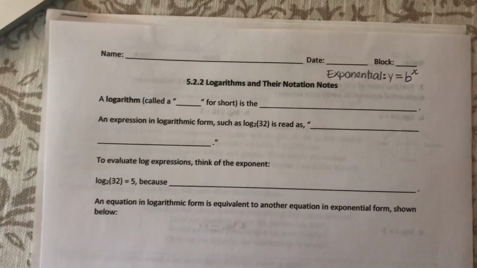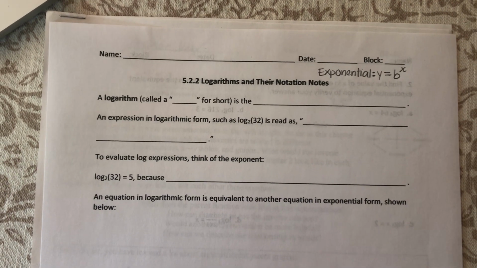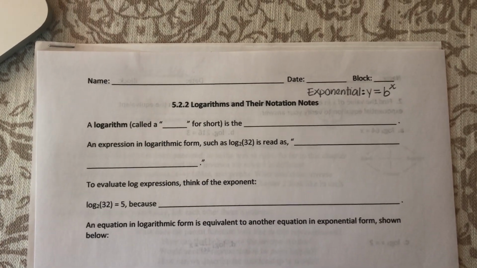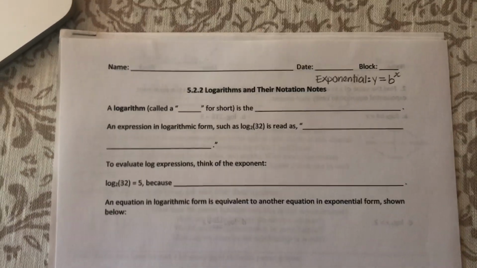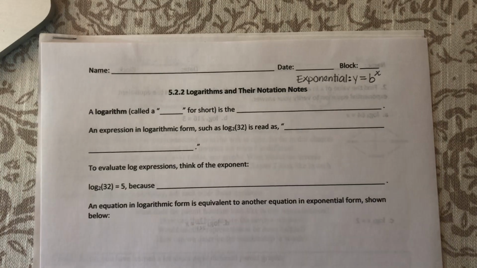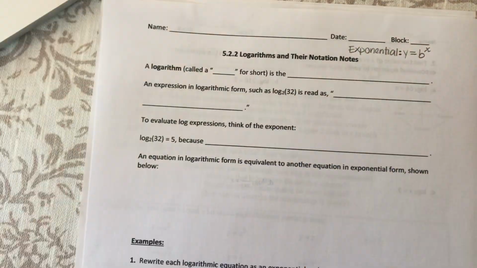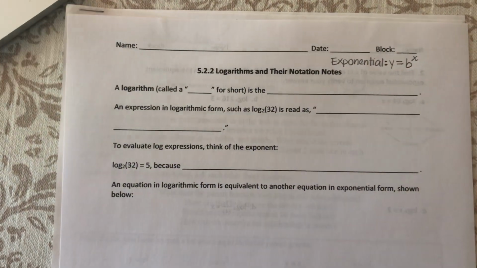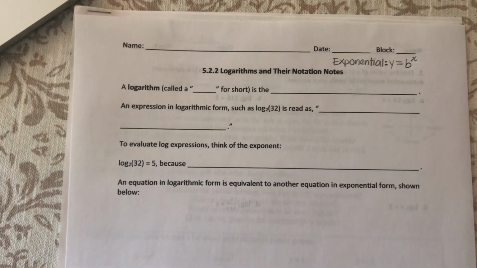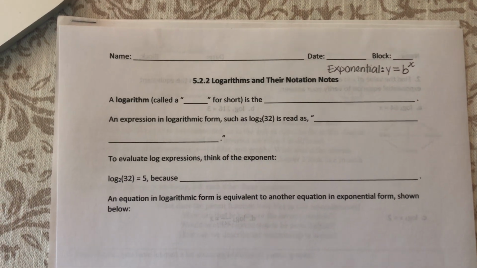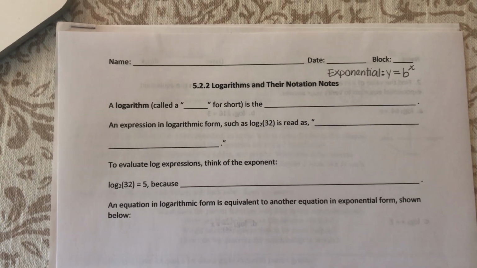So what I need you to do is either print out the notes that were attached to the assignment post or just write these notes on line paper in your math notebook, math binder, whatever it is that you have. And as proof that you did your work for today, you're just going to post the notes, and you only have 4 problems to do on your own. So what I'm going to do is just fill in the blanks and then obviously pause, fast forward, rewind if you're writing on line paper and you need more time to write these. So 5.2.2 logarithms and their notation notes. I'm just going to head right into it.